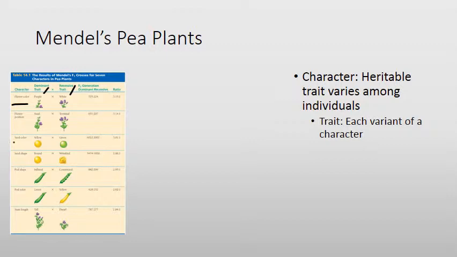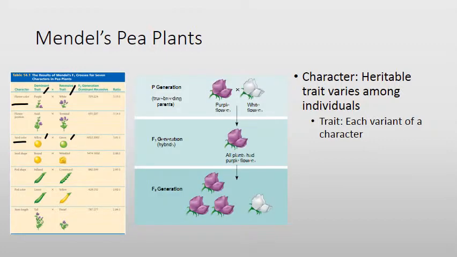I know that's not white, but trust me, it's supposed to be a white flower. Another example would be like seed color. We have a yellow seed and a green seed. So those are different traits. You can apply this to yourself. You have eye color, and you have different traits of eye color. You have brown eyes, blue eyes, hazel eyes. Those are just different traits of eye color. So we're just going to follow this experiment that Mendel went upon. Specifically, we're going to follow flower color.